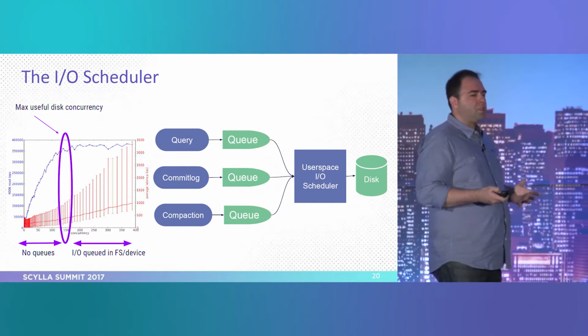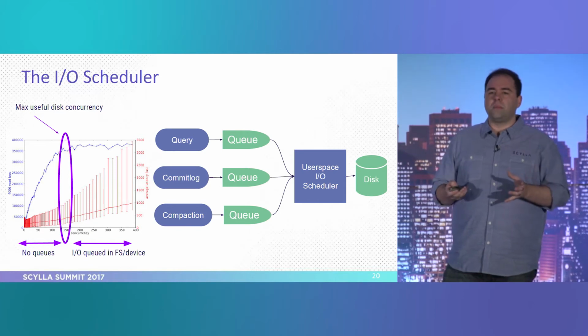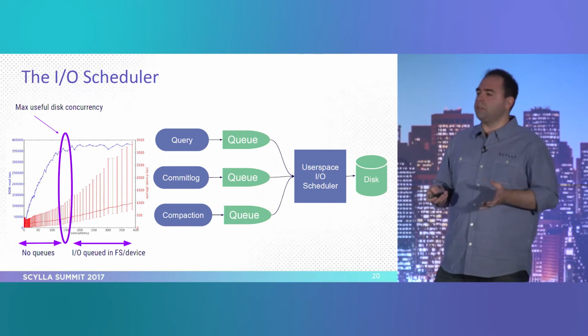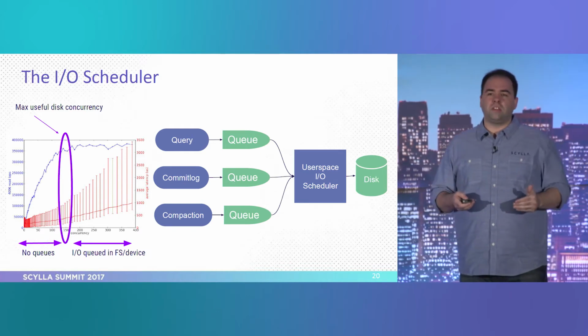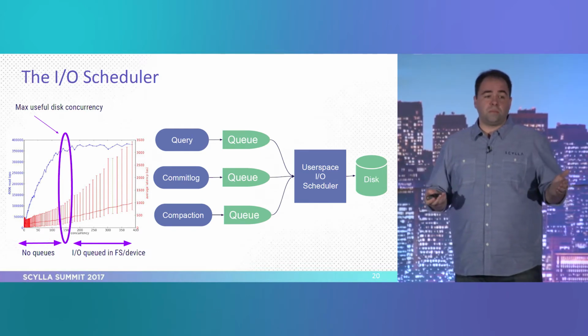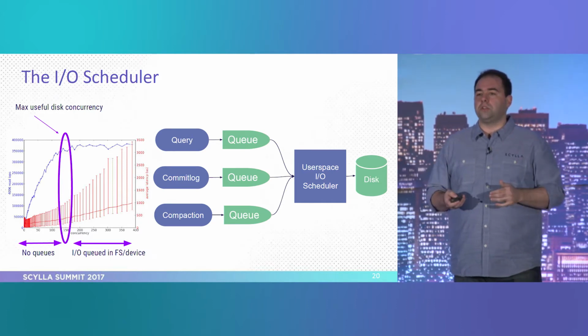Modern SSDs, modern storage, are incredibly parallel. You add more requests in parallel, your throughput tends to increase, but that only goes so far. At some point, you saturate the device, and you can send those requests all right, but they're going to be queued inside the disk. There is no point in doing this.